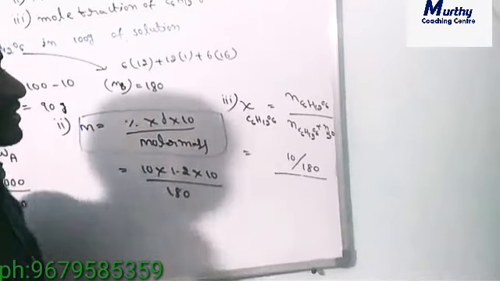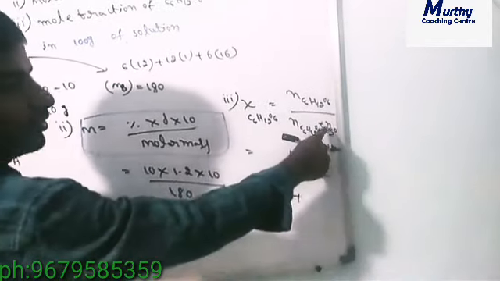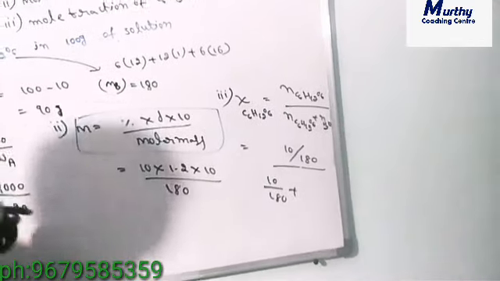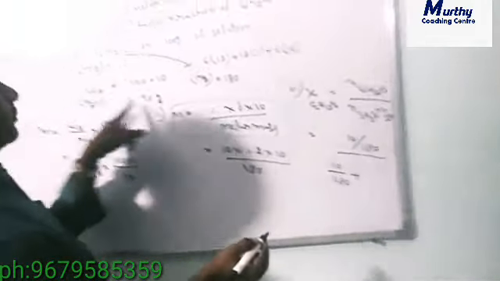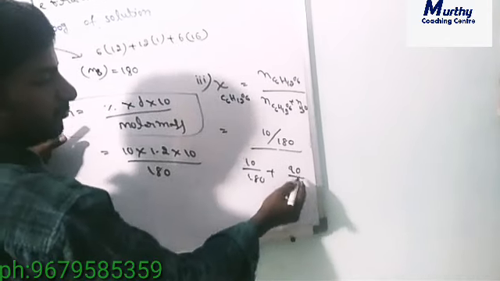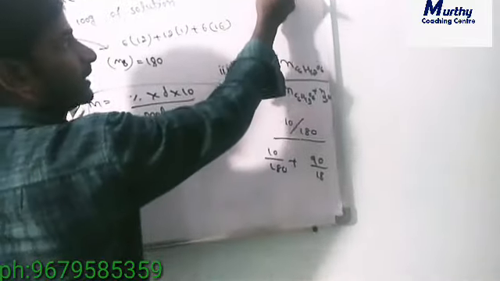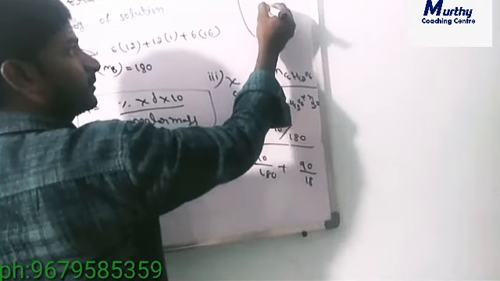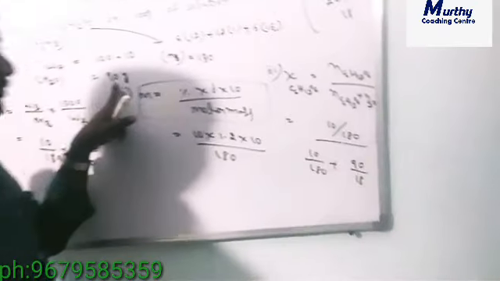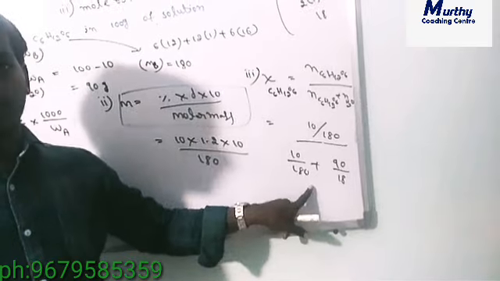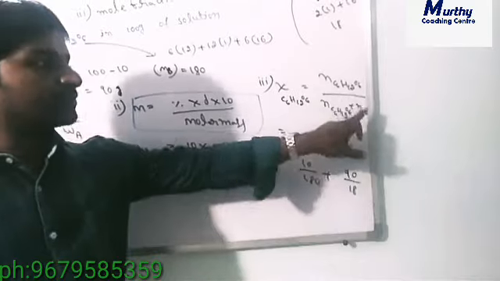Next to moles of the same glucose, 10 by 180 plus moles of H2O. Moles of H2O is the mass of H2O by molar mass of the H2O. Mass of the H2O means solvent mass, how much, that is 90. So 90 by molar mass of water, which is 18. How can we calculate molar mass of the water? 2 into 1 plus 16, that is 18, the molar mass of H2O. This is the mole fraction of glucose, moles of the glucose by moles of glucose plus moles of water.